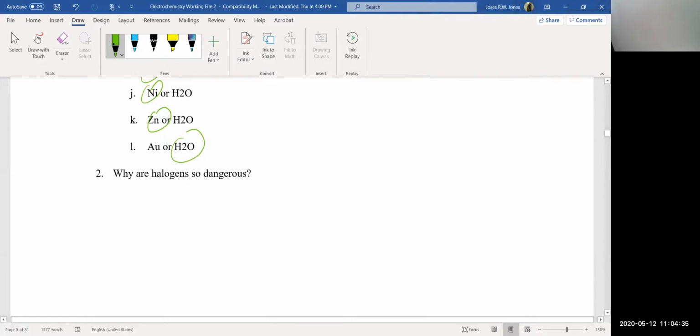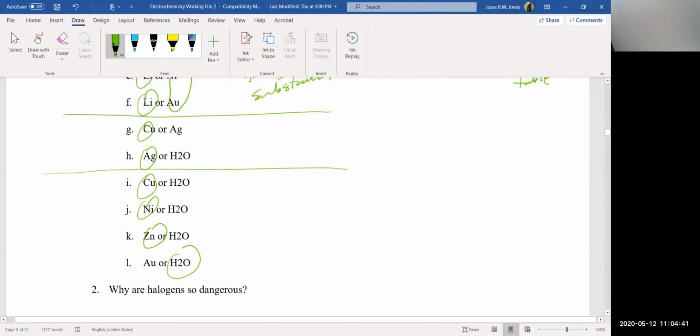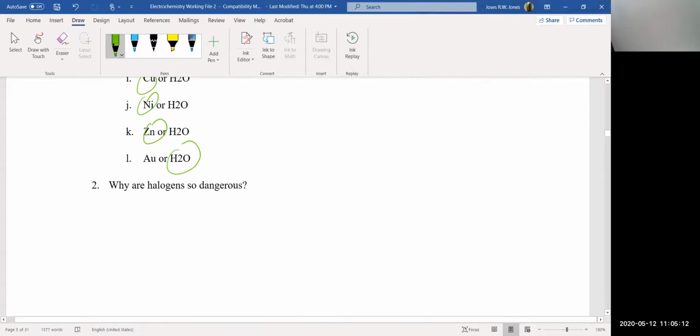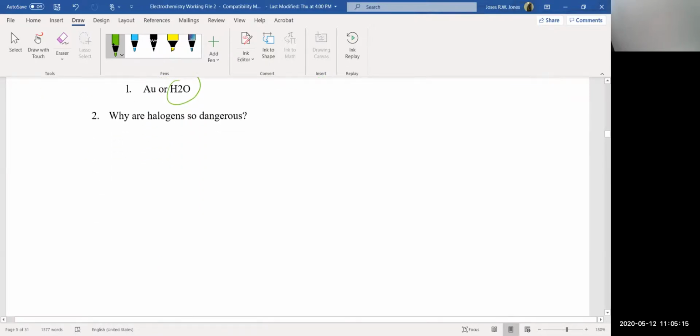And now here is a thinking question. Why are halogens so dangerous? This has something to do with your understanding of what oxidation means, and ease of oxidation and difficulty with oxidation, ease of reduction, difficulty of reduction. Oxidation and reduction occur within reactions. So the more easily something is oxidized, basically you're saying the more easily it reacts. If something is very easily oxidized, it will likely react very, very easily. So when I ask question number 2, why are halogens so dangerous?